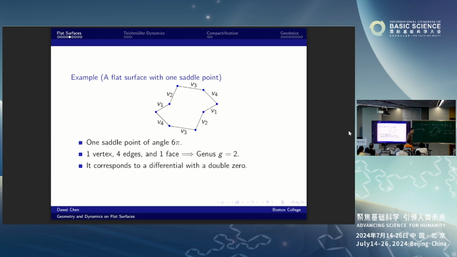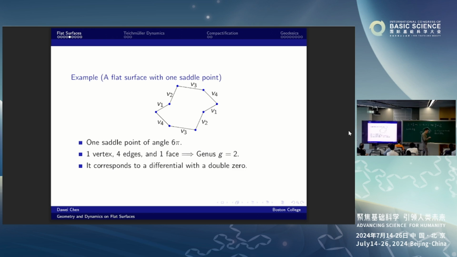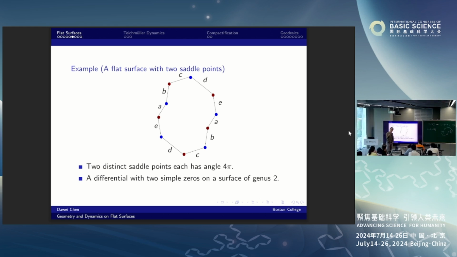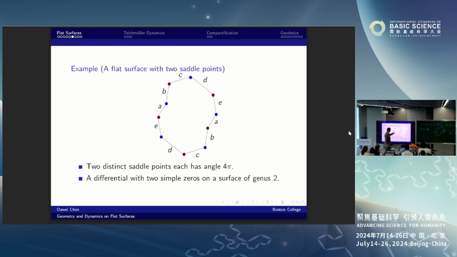But even in genus 2, you can have a different behavior for differentials. So let's consider another example here. This time, I take a decagon with 10 edges labeled by A, B, C, D, E into 5 pairs. Again, I glue the pair of edges under the same labeling by translation.